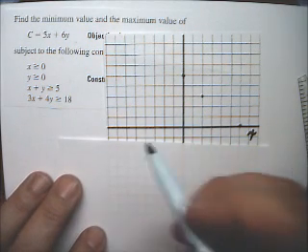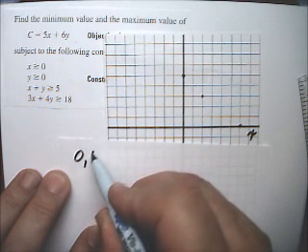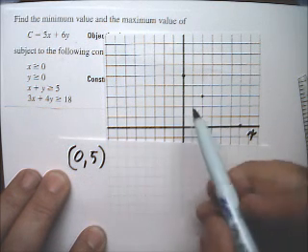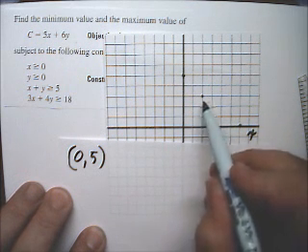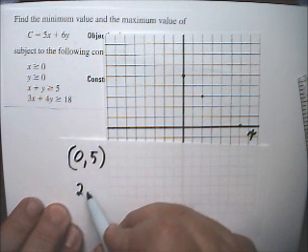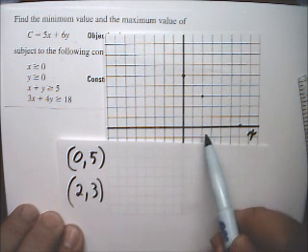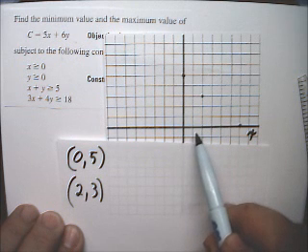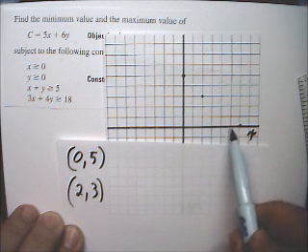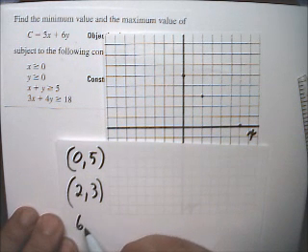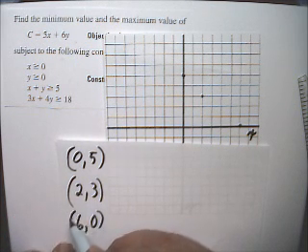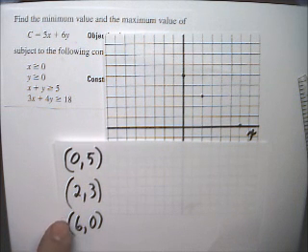One of the corners is 0, 5. That's that corner. That corner is 2, 3. And this corner is, I believe it's 6, 0. Yes, 6, 0. So these are the 3 corners of our region.